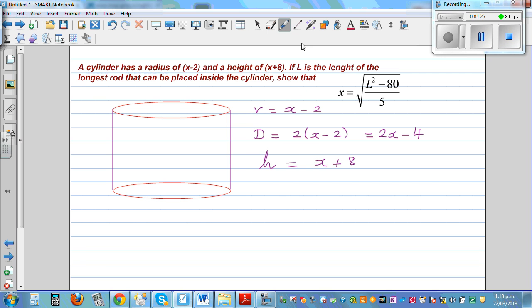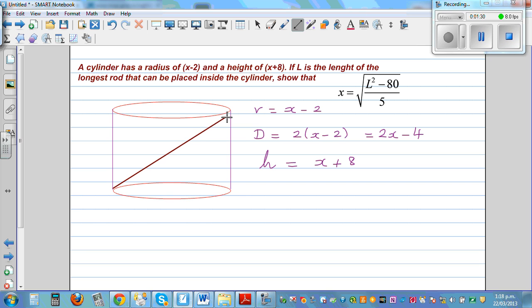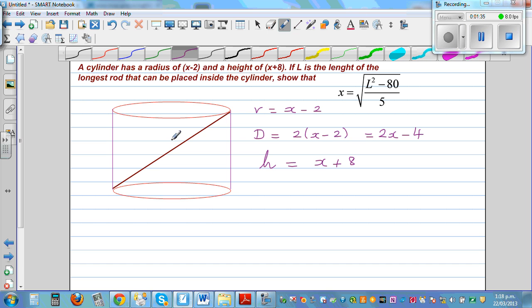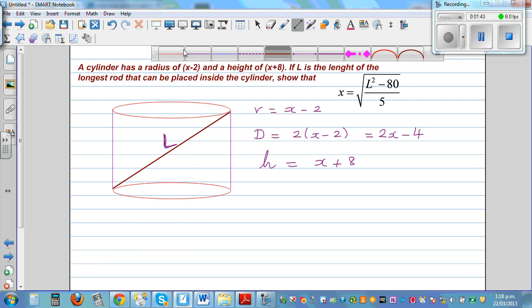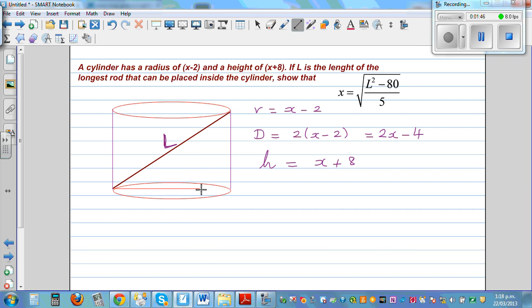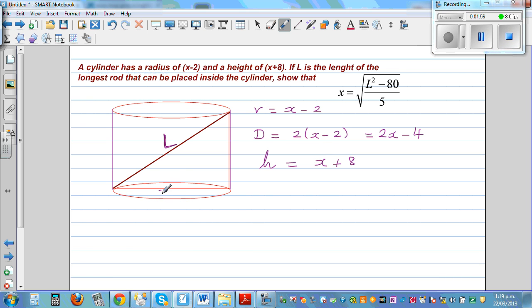Okay, now the longest rod that can be placed would be a rod that you can place like this. This is the longest rod that you can place. Say this has got a length of L. So what is this distance? And what is this distance? Well, this is the diameter. We saw this is 2x minus 4. And the height is x plus 8.